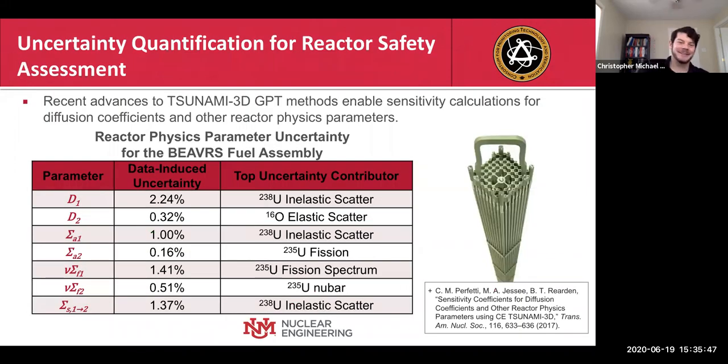Oh, this was a fun project. This wasn't really funded. This was more of a weekend warrior project. But you can also use these sensitivities to get uncertainty in your multi-group cross-sections, right? In that equation a couple of slides ago, you just say σ2 = 1. So then your response is a multi-group average cross-section.